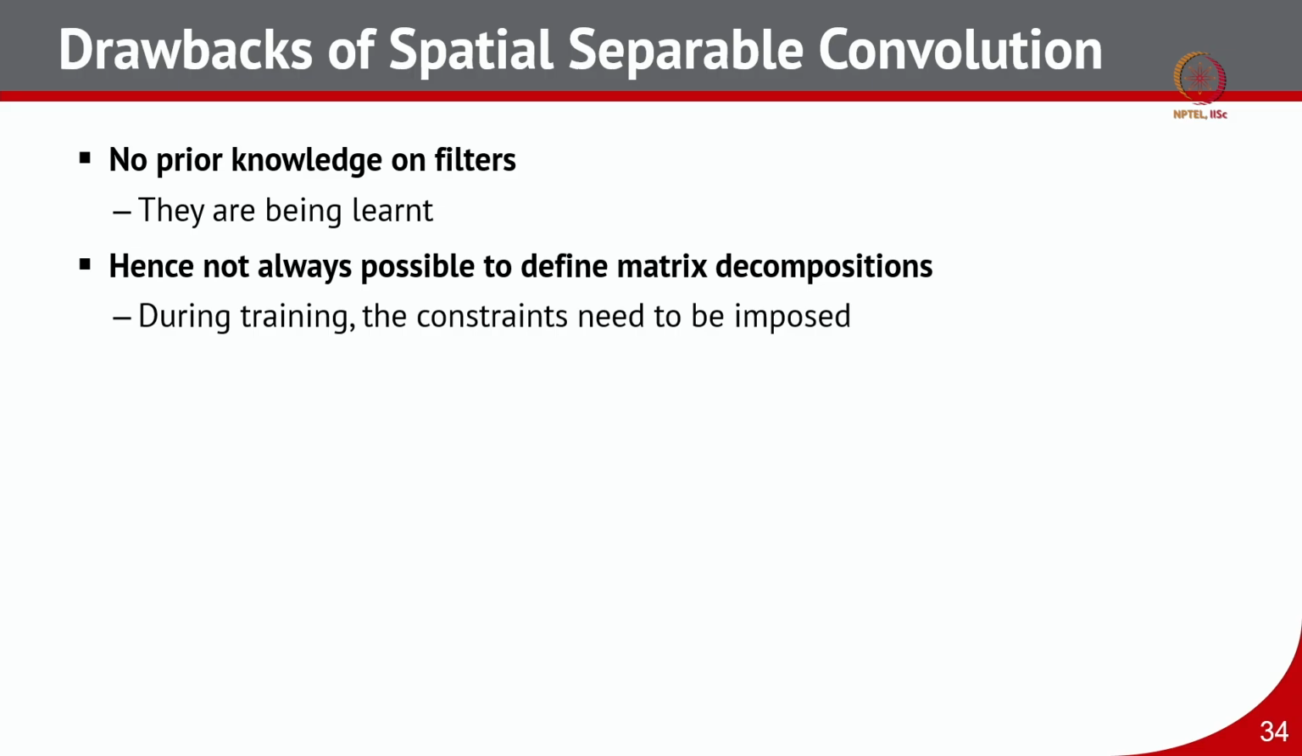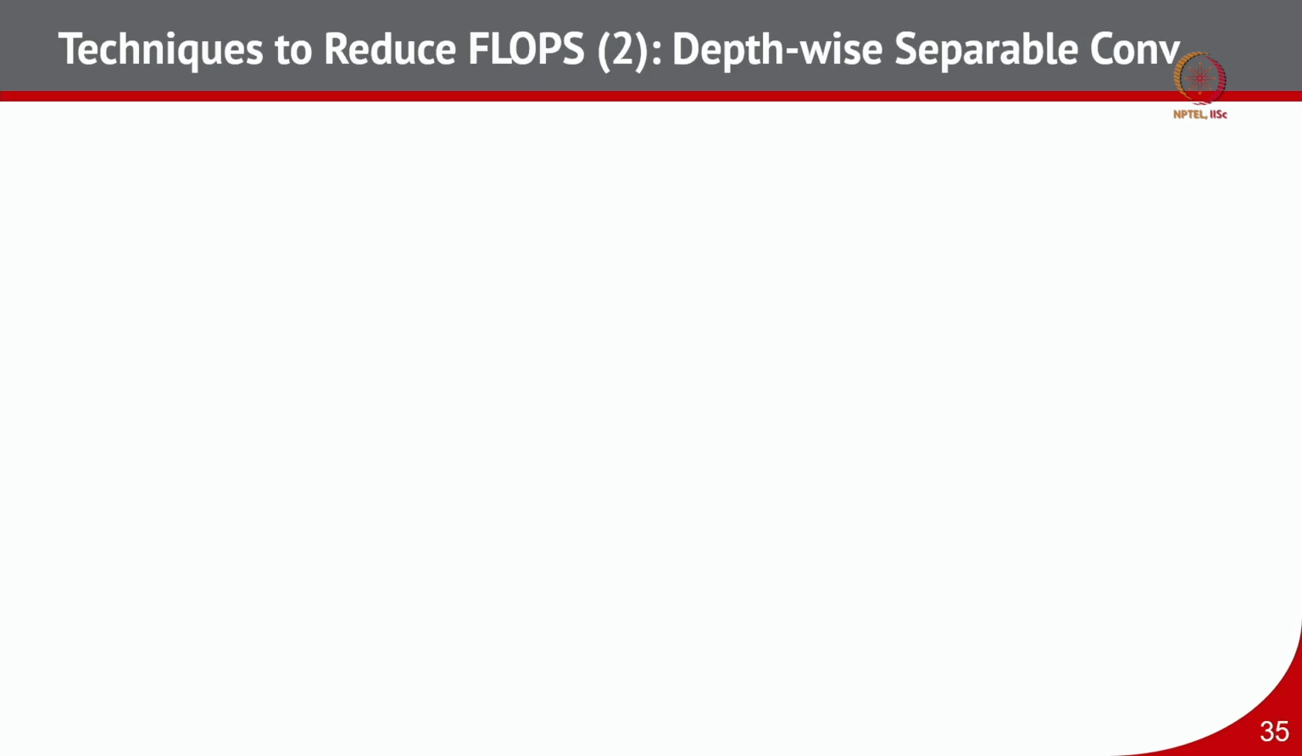So those constraints need to be imposed, but again nobody knows how to impose such constraints during training so that we can have those decomposable matrices and then perform the training, right. So that is why spatially separable convolution is probably not always possible, although it has good benefit in terms of reducing the number of computations.